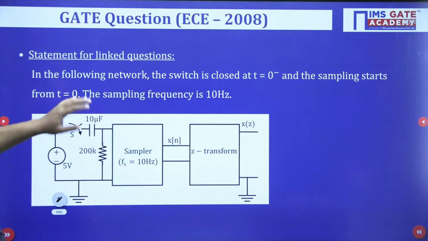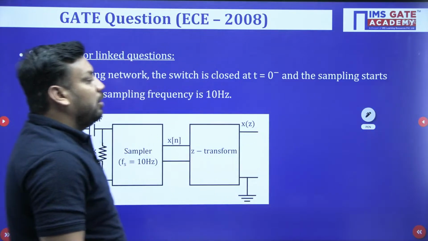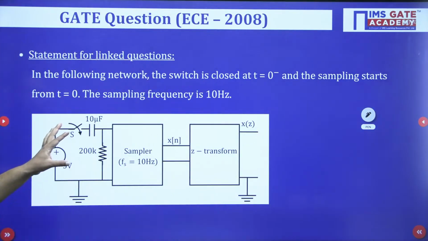Let's go, students. The next question is a very good question. It is a common data question actually, where 4-mark questions will come. This is the common theory, and 2 questions will come in the next slide back to back.